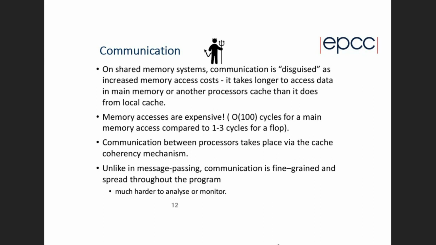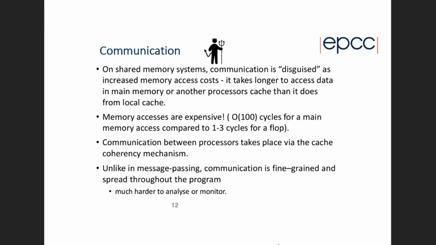Shared memory is different because your communication is fine-grained. It's on the level of individual loads and stores, and it may be spread throughout the program in a way that's not obvious. You can't just easily look at an OpenMP program and immediately say, okay, that load of that variable there is going to be a coherency cache miss because it's just been written by some other thread. So that kind of eyeballing of programs doesn't work in this case.